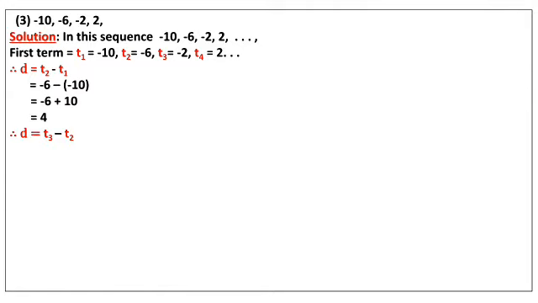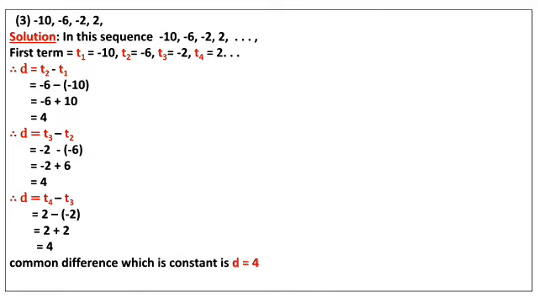Now D equal to T3 minus T2. These are the formulas. So T3 value is what? Minus 2 and T2 value is minus 6. We'll open the bracket: minus 2 plus 6. We get the answer 4. D equal to T4 minus T3. T4 value is 2 and T3 value is minus 2. Minus minus plus. So 2 plus 2 is 4. So the common difference which is constant, D equal to 4. Therefore the sequence is also an AP, meaning arithmetic progression.